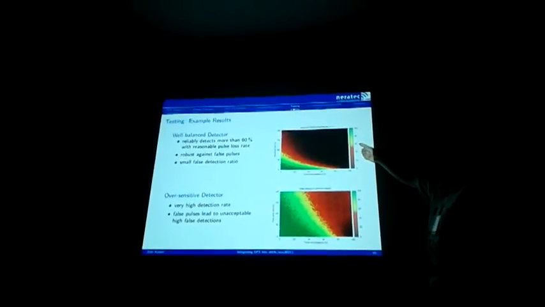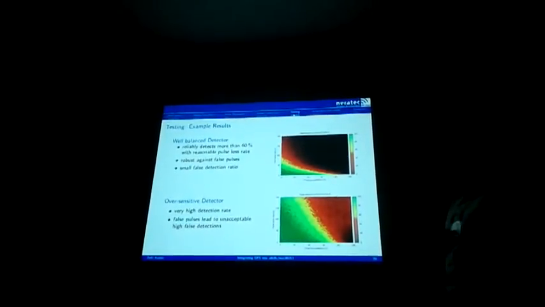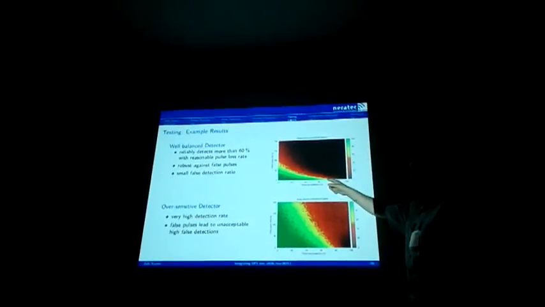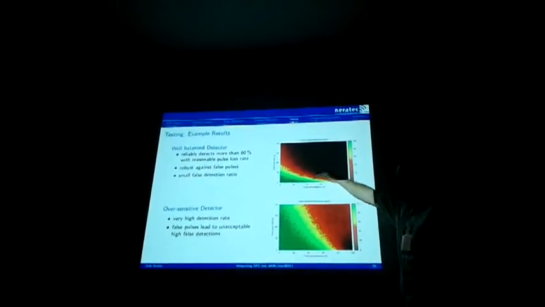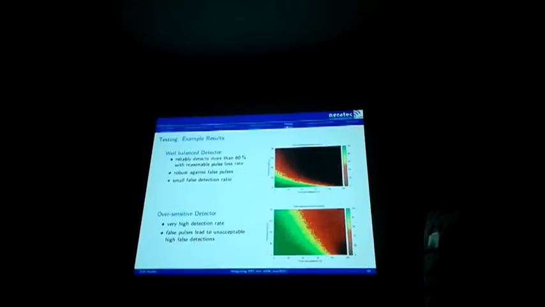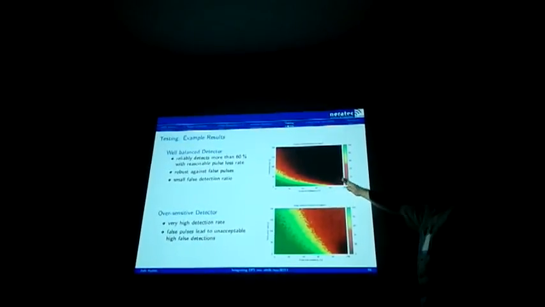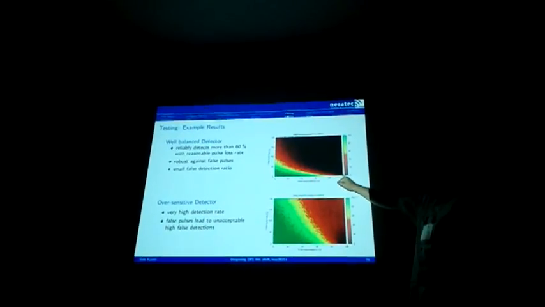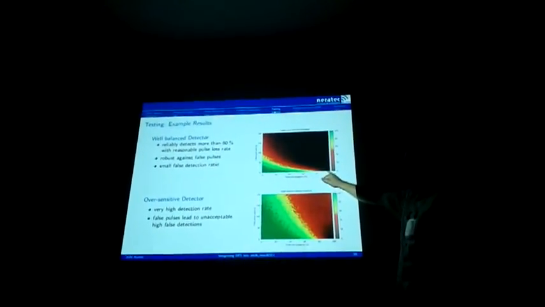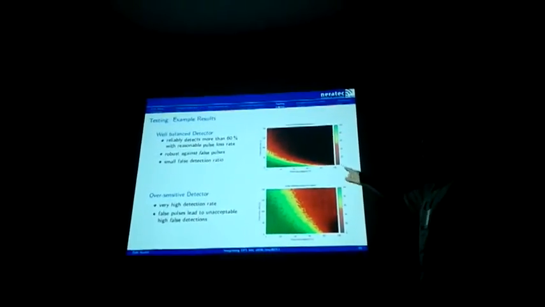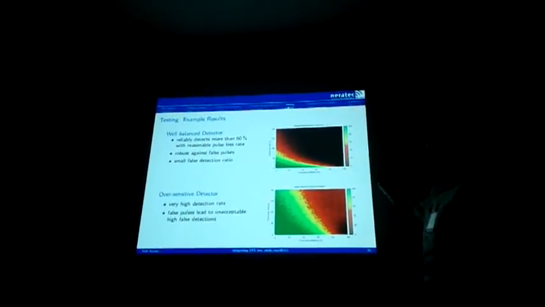If you look at the scale, the 60% detection probability that is required by ETSI is yellow. So everything that is below here is good, and it means this is a good one. Plus, you see this part is dark, meaning if you have basically no true pulses but quite a lot of fake pulses, it won't detect anything.